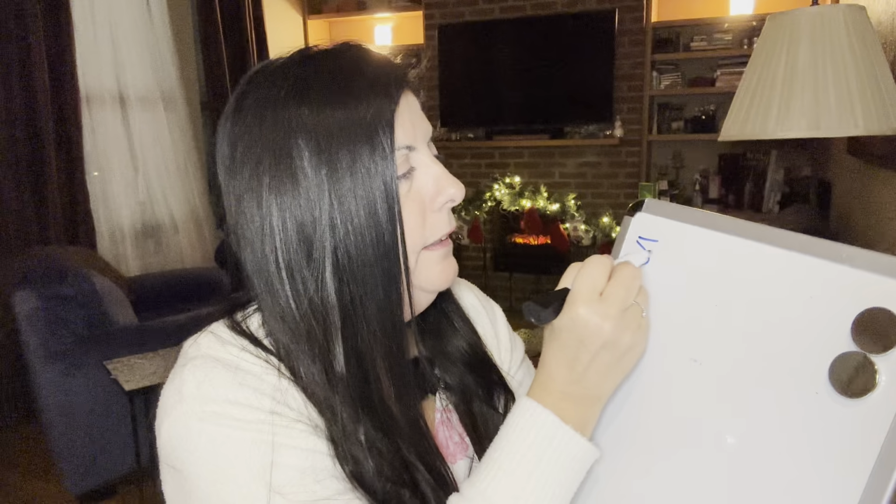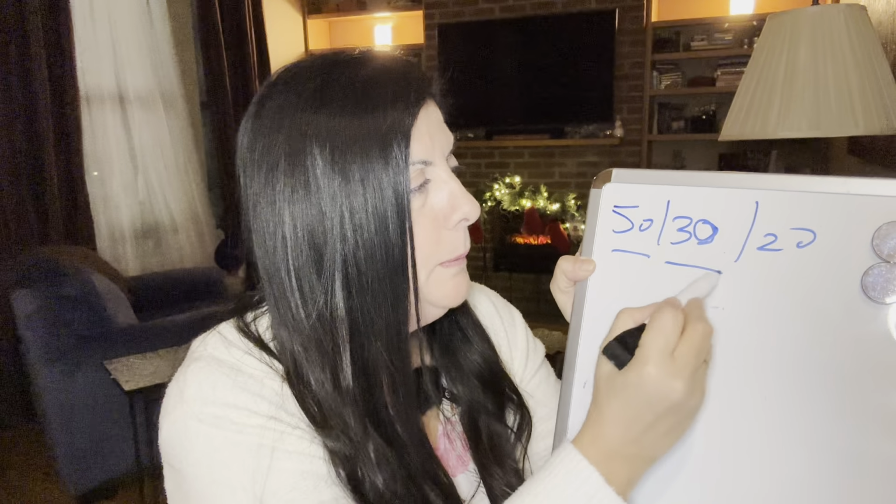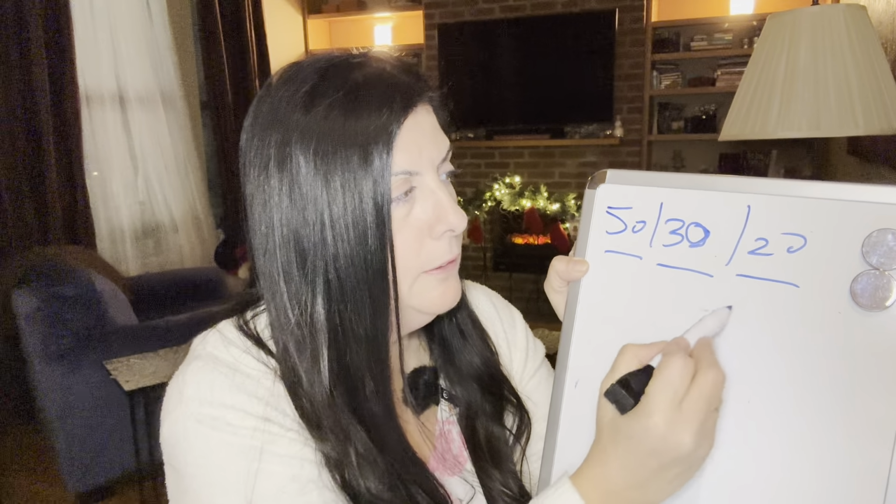Another reason to use this is if you're trying to calculate whether or not you can afford a car, whether or not your ratios on your bills are going to be fine. We've talked about it before, the 50, 30, 20 rule: 50% on needs, 30% on wants, and 20% on savings.